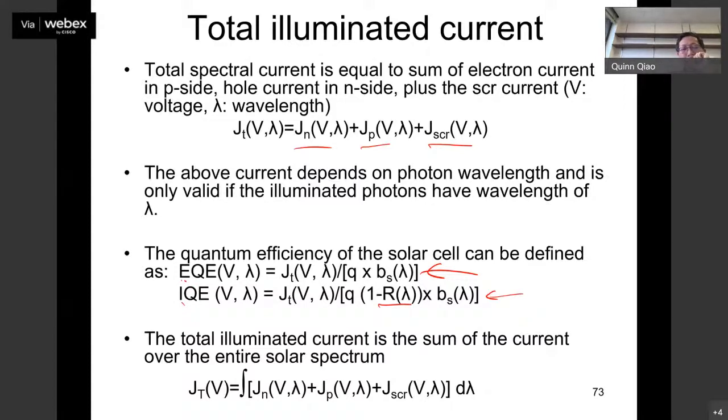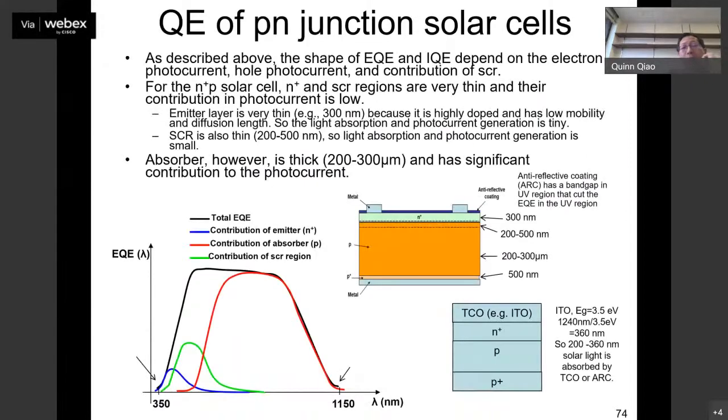So this is the total current for each wavelength. Since you have many wavelengths, you integrate over all these different wavelengths, and you get the total current for the solar cell, or for the photodiode, okay? So that's about the basic equations and understanding for current. So let's talk about the quantum efficiency. I think some students asked a question about this before.